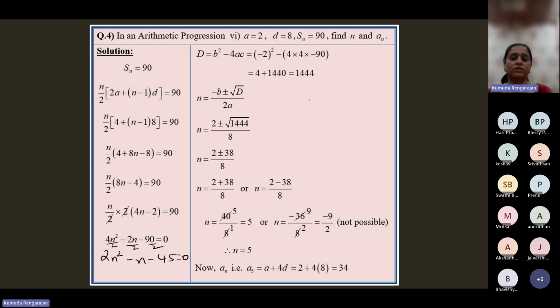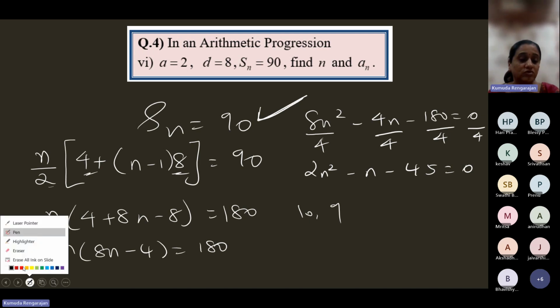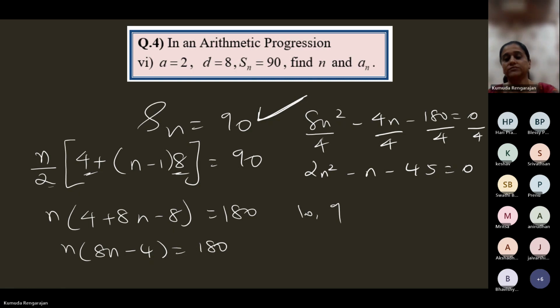I have used the quadratic formula. And these values I told you are to split the middle term: minus 10 and plus 9. These are not the values of n. When you split the middle term, the two values are minus 10n and plus 9n. Minus 10n plus 9n is minus n, and when you multiply, you get minus 90, 2 into minus 45. These are not the values of n; to split the middle term, these are the values.